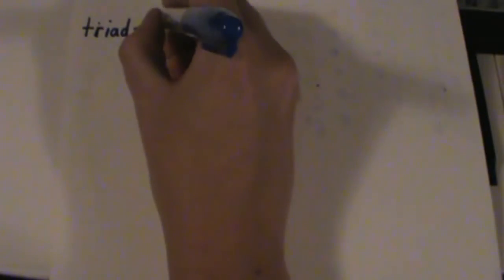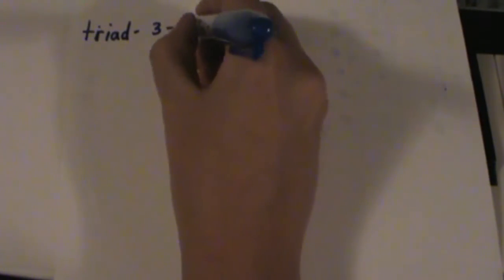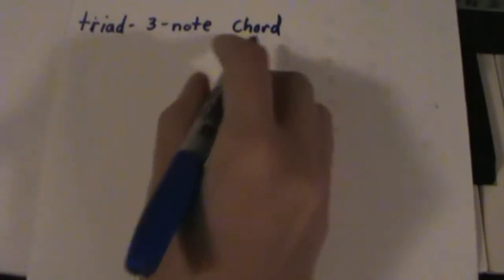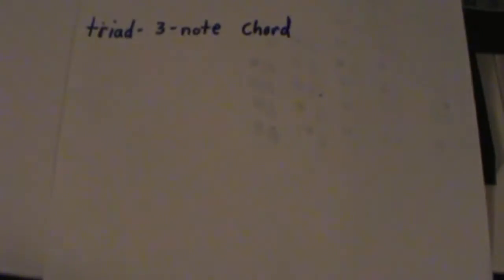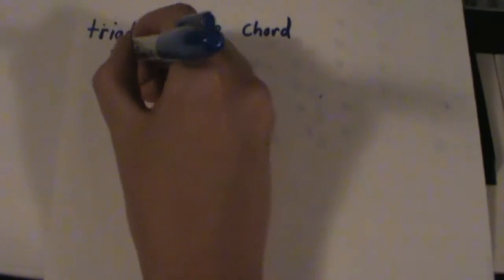Let's see. So there are triads. Triad. Just learn some words. Triad. 3-note chord. 3-note. Chord. What's a chord? When 2 or more notes are gathered. Okay, 3-note chord. There are four different flavors.